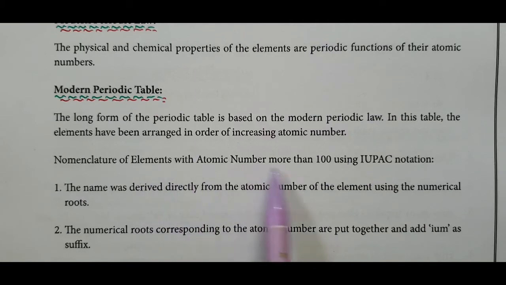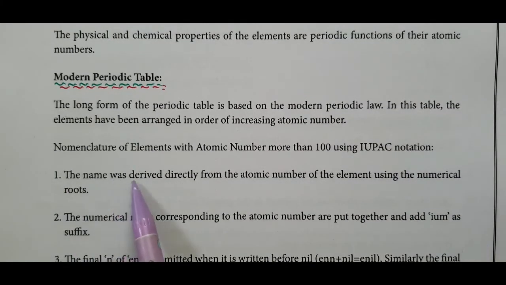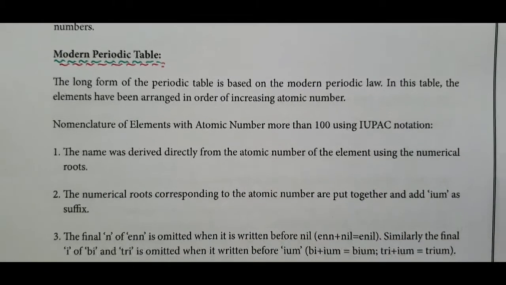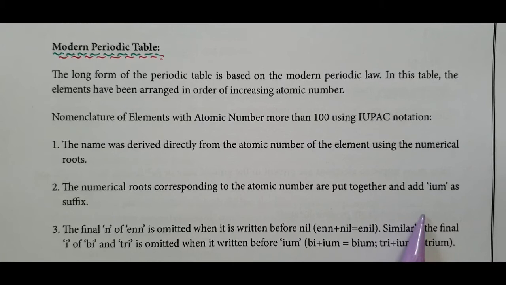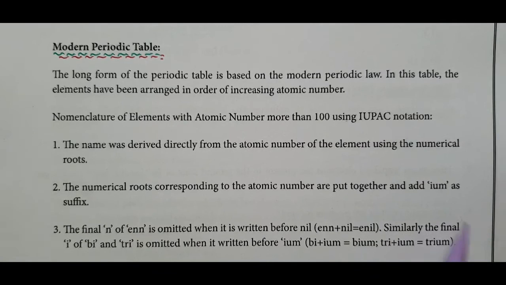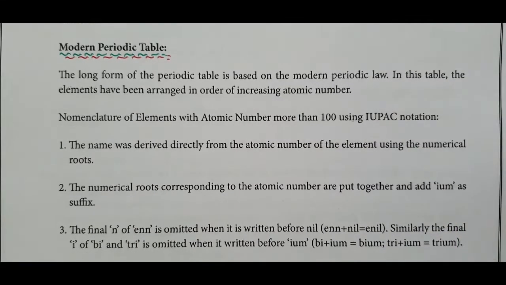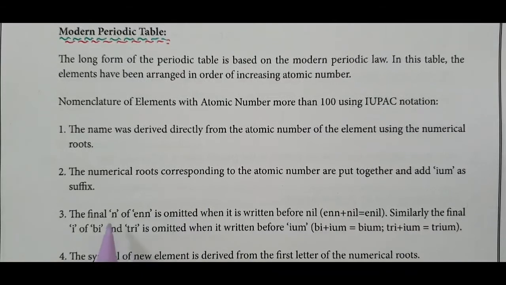Nomenclature of elements with atomic number more than 100 using IUPAC notation: how to give the name of the element. The name is derived directly from the atomic number of the element using numerical roots. The numerical roots corresponding to the atomic number are put together and "ium" is added as the suffix. At the end, the name of the element ends with "ium". Then the final n of "enn", for atomic number 9, is omitted when it is written before "nil".